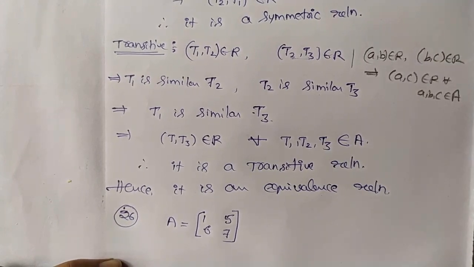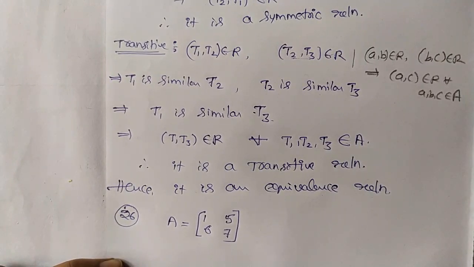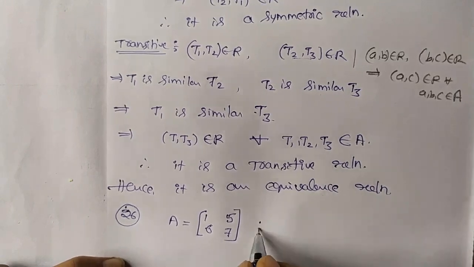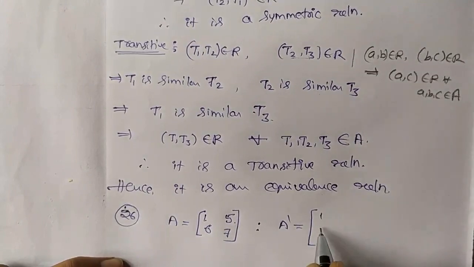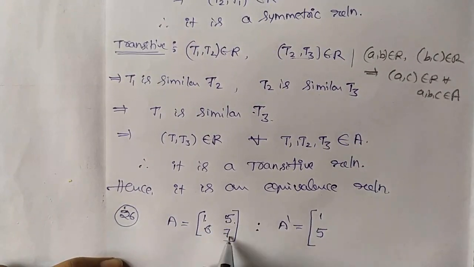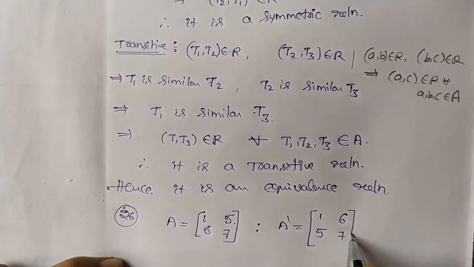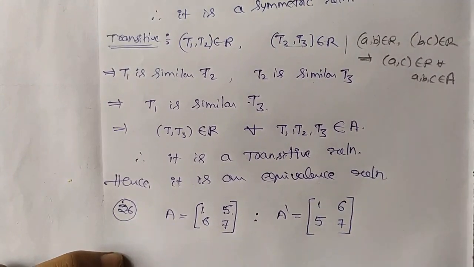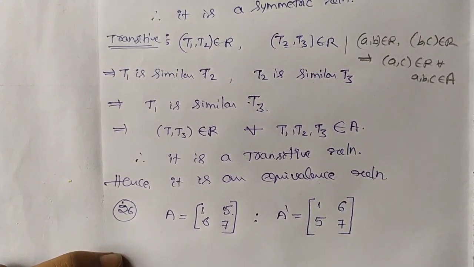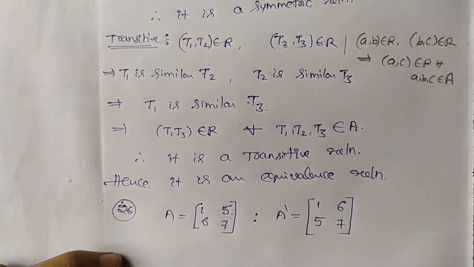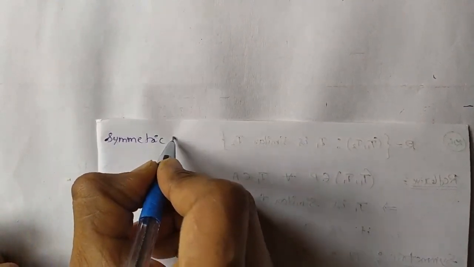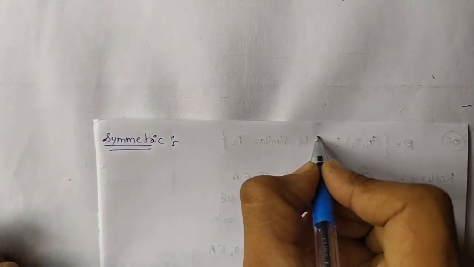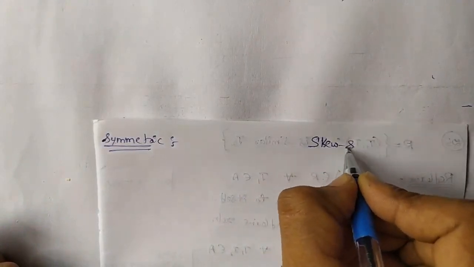First, to prove A plus A dash is symmetric and A minus A dash is skew symmetric, we need A transpose. How to find A transpose? Row becomes column, column becomes row: 1, 5, 6, 7 becomes 1, 6, 5, 7. It is A transpose. Now let us prove A plus A dash is symmetric and A minus A dash is skew symmetric. Here we will prove skew symmetric.